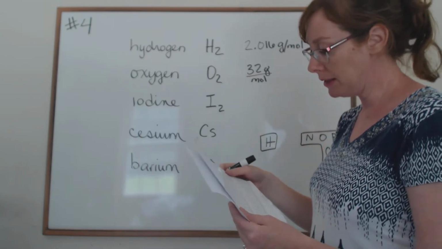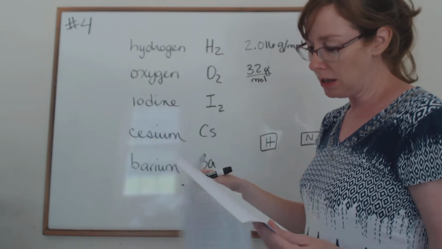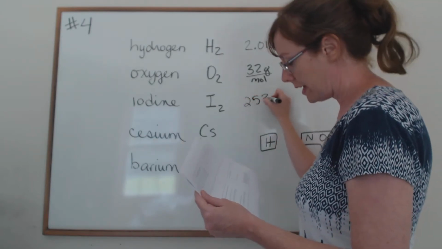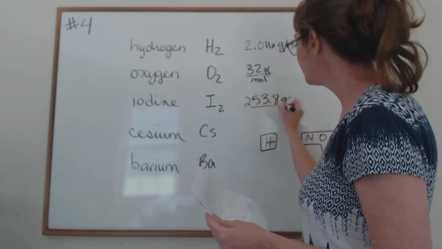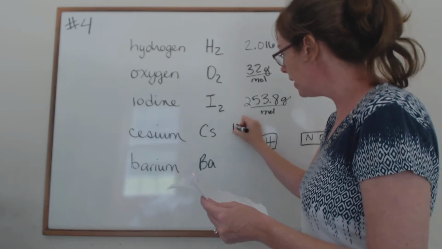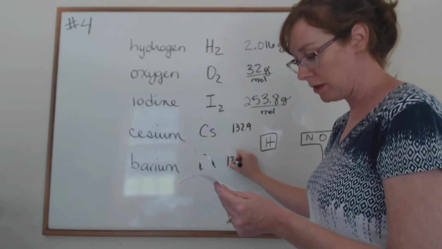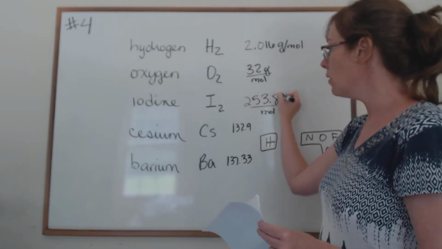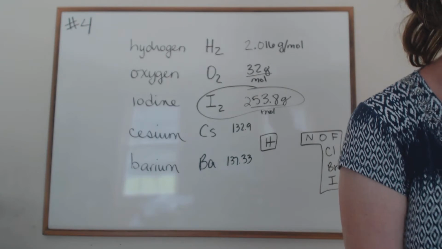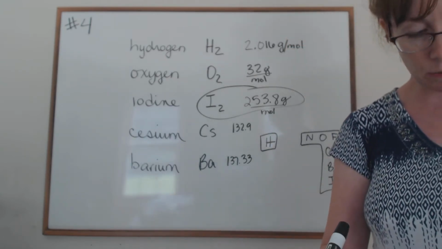I2 is iodine, 126.9, but there's 2 atoms in it. So you would get 253.8 grams per mole. Cesium would have been 132.9. I'll just skip the unit for now. And barium, 137.33. So iodine is the winner. It's the heaviest molar mass. Okay, moving on to the next question.